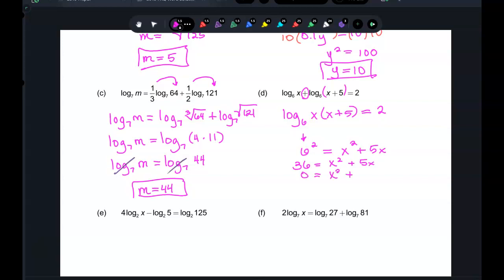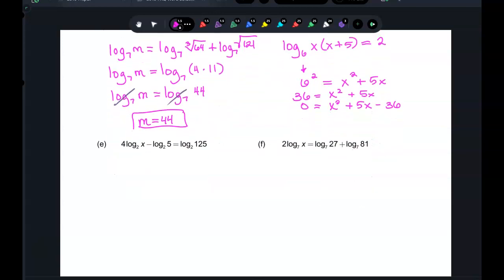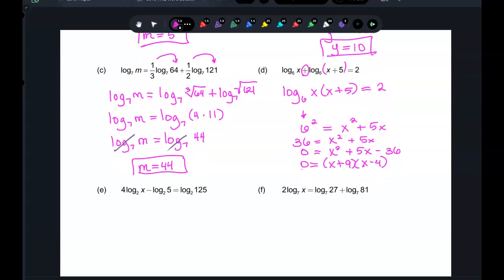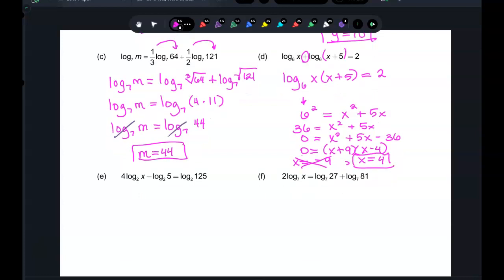This gives us a quadratic. So we're going to see, does this factor? So we get x plus 9, x minus 4. So x equals -9 or x equals 4. But if we go back to the beginning, if we plug in -9, that would give us a negative logarithm. So it can only be x equals 4.